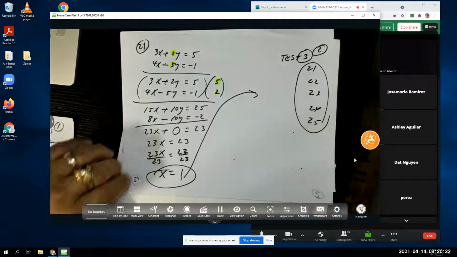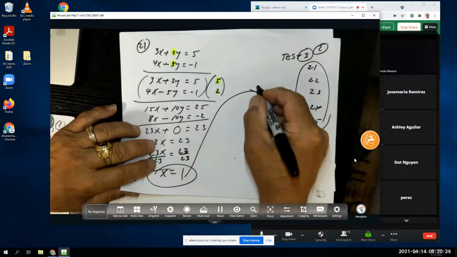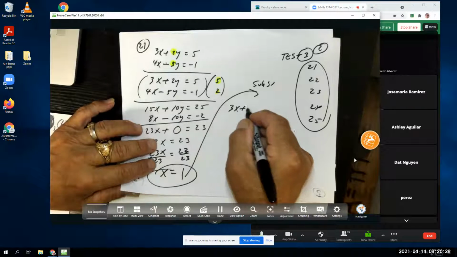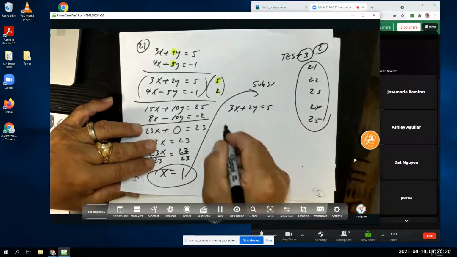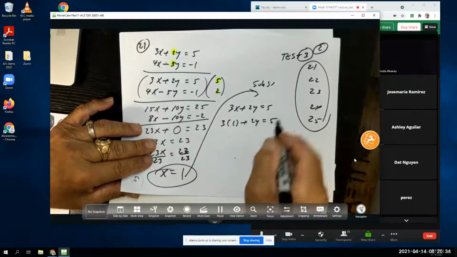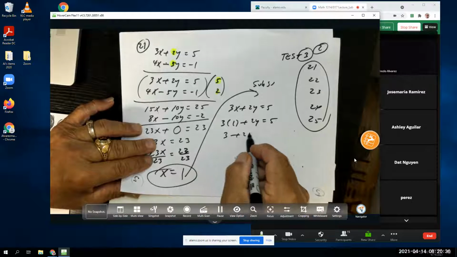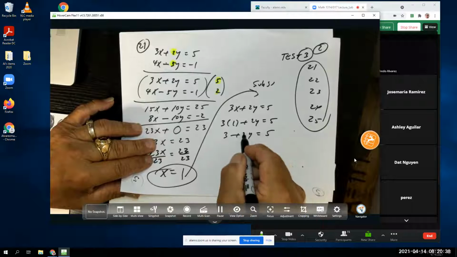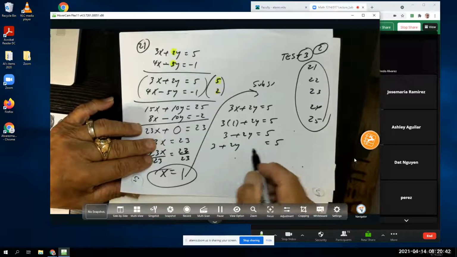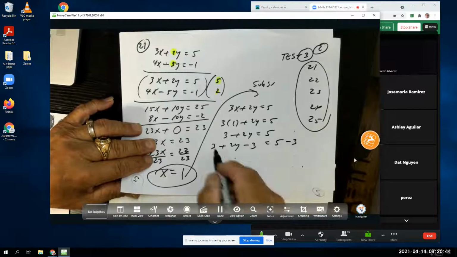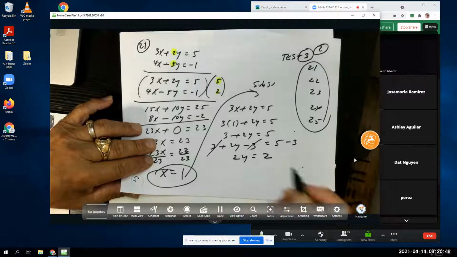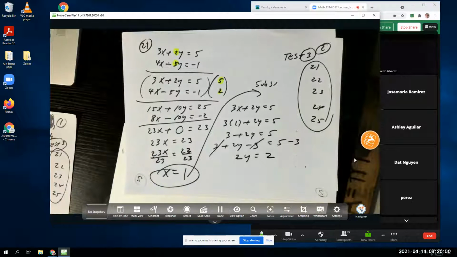Now I'm going to go ahead and substitute back into the other one. 3x plus 2y is 5. So 3 times 1 plus 2y equals 5. So 3 plus 2y equals positive 5. Now I need to get rid of the 3. So minus the 3 and minus the 3. These guys are gone. So 2y equals 2. Now I still need to divide by something. What do you think?